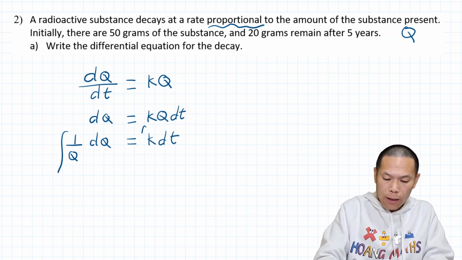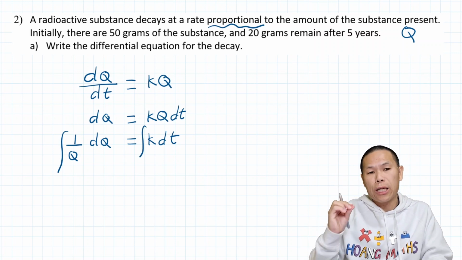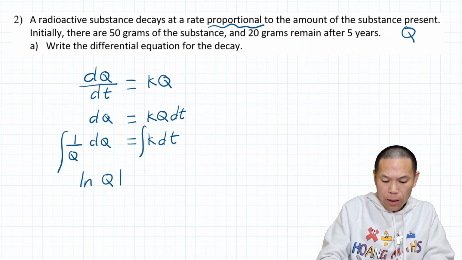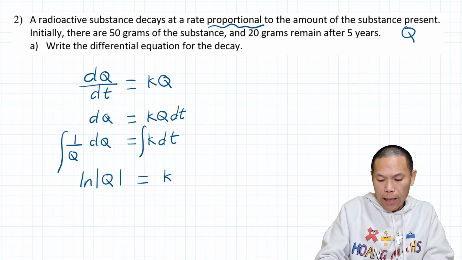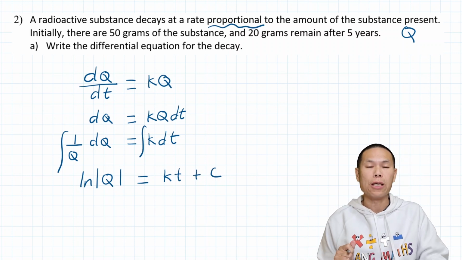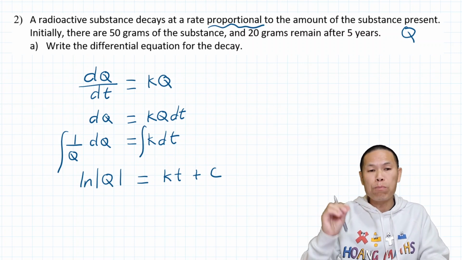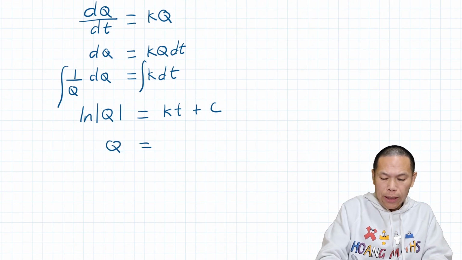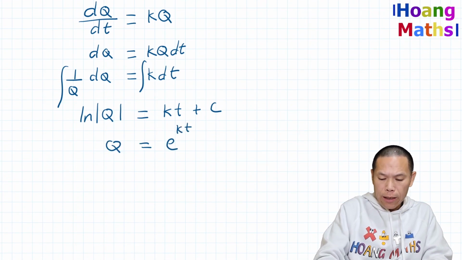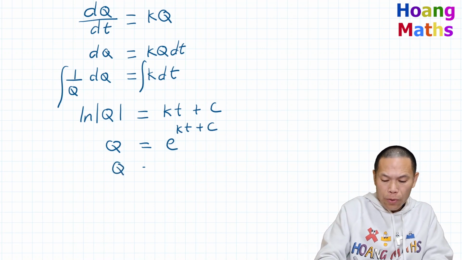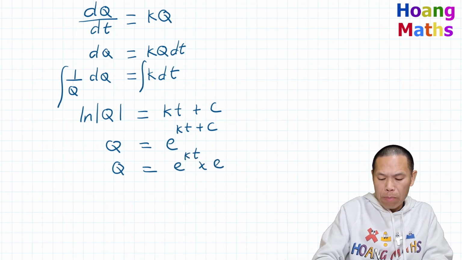Integrating 1 over Q gives ln Q, which is equal to kt. We don't forget, we need to add a constant after the integration. So now to solve for Q, I take e of both sides. This means that Q is e to the kt plus C. This is exactly the same as Q is e to the kt times e to the power of C.